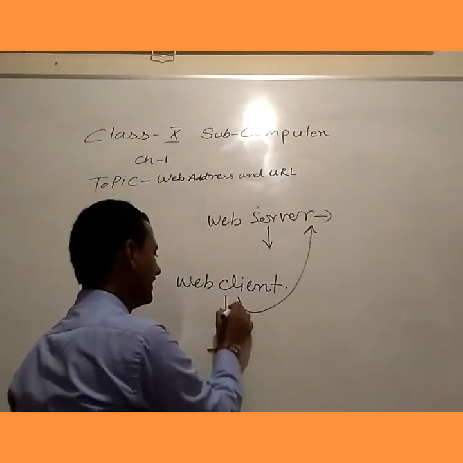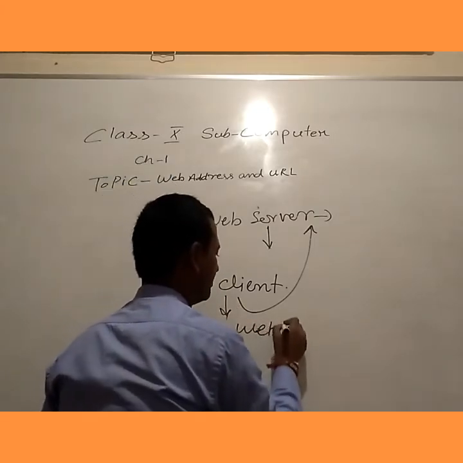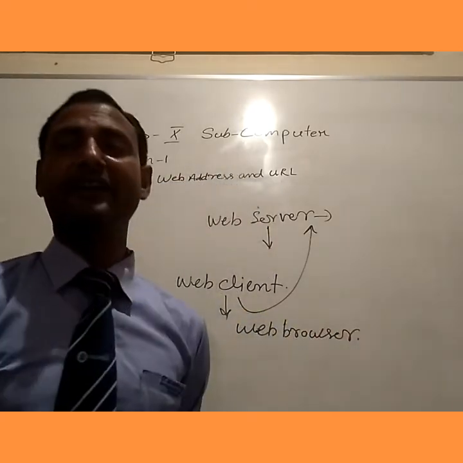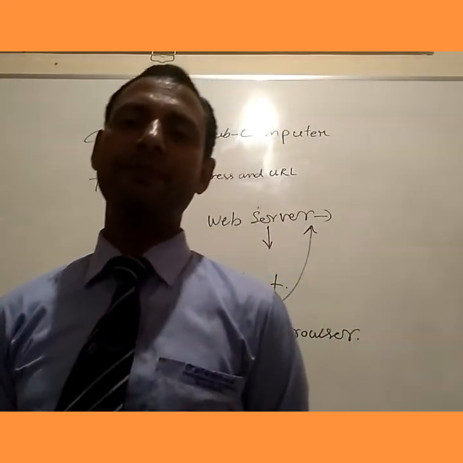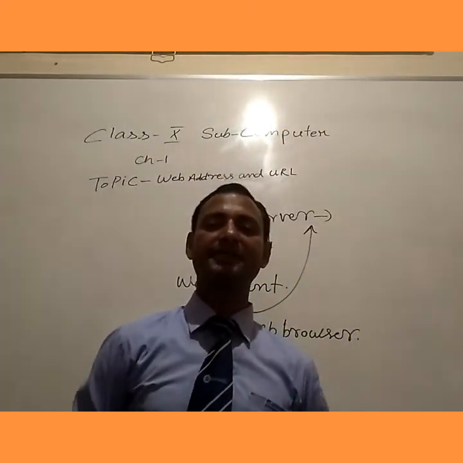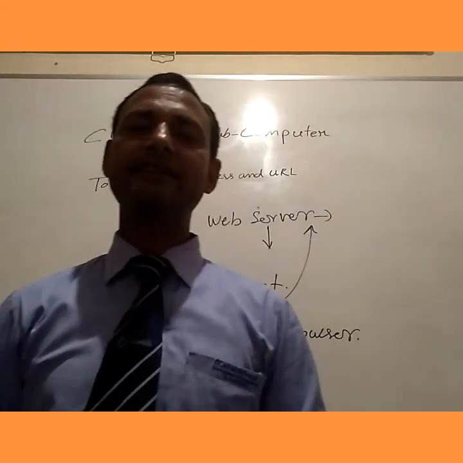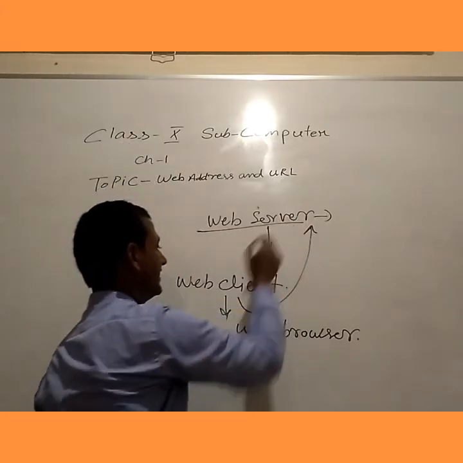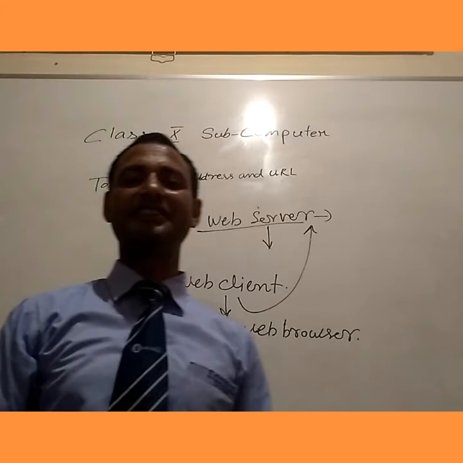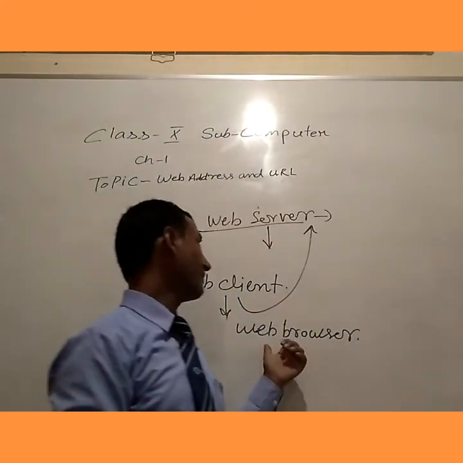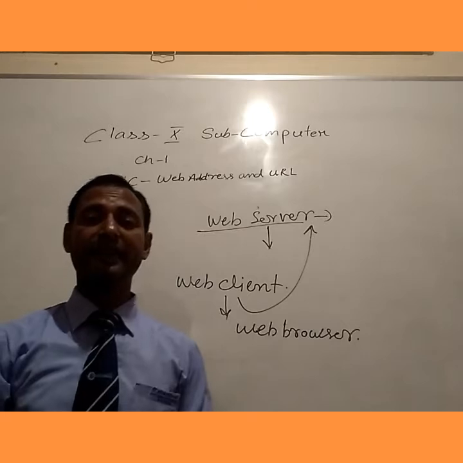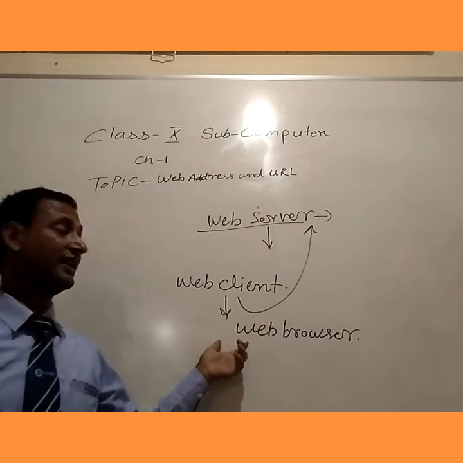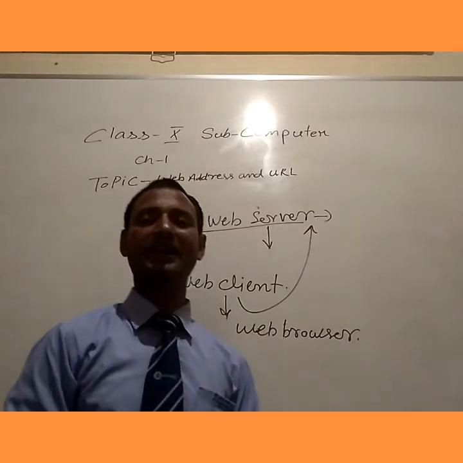Web browser is an example of a web client. Web browser is also a web client and it is used to access different types of web pages and websites from the web server. The server stores web pages and clients are used to access web pages from the server. The client often sends requests to the server, and the server organizes the details and sends the web page and website to the client side.